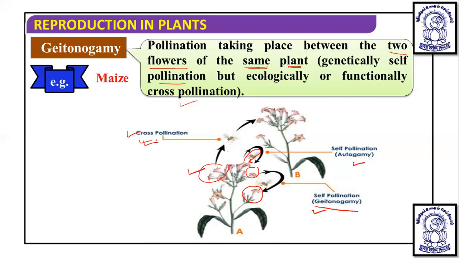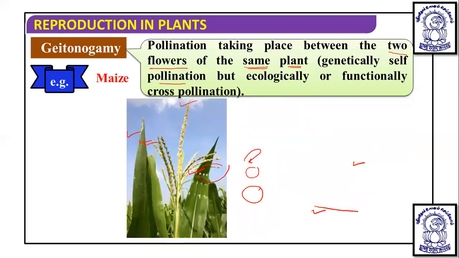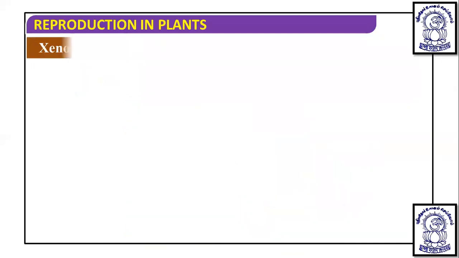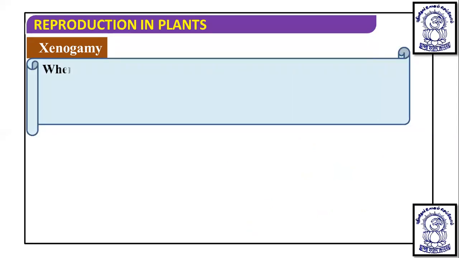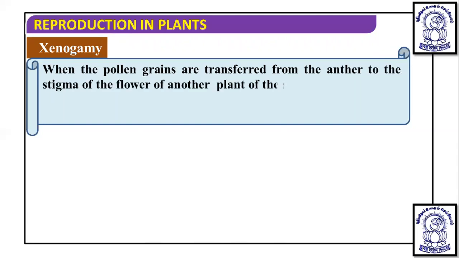Okay, so I hope now you understood this properly. Here you can see this is a diagram of maize. There also you can see this condition is observed. Then next is xenogamy. Dear students, after discussing autogamy and geitonogamy, we talk about xenogamy. Xenogamy is actually defining a cross-pollination.